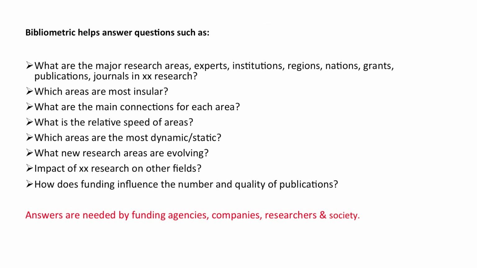Bibliometrics helps us to answer questions such as what are the major research areas, experts, institutions, regions, nations, grants, publications, journals in a particular research field. What areas are most insular, what are the main connections for each area, what is the relative speed of areas. Relative speed means how fast the research area is moving, its dynamic or static nature, what new research areas are evolving, what is the impact of the research on other fields, how does funding influence the number and quality of publications, etc.